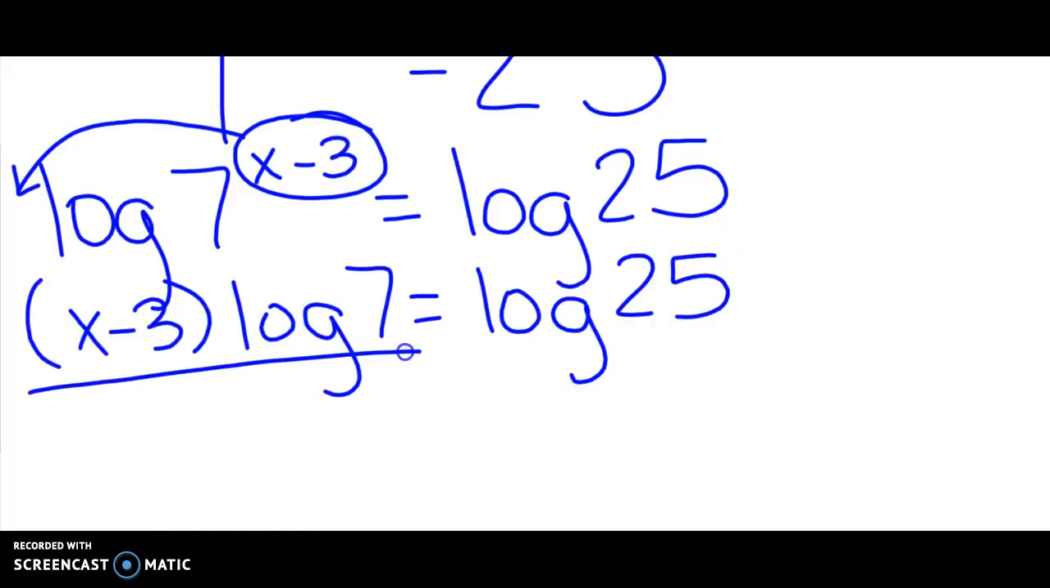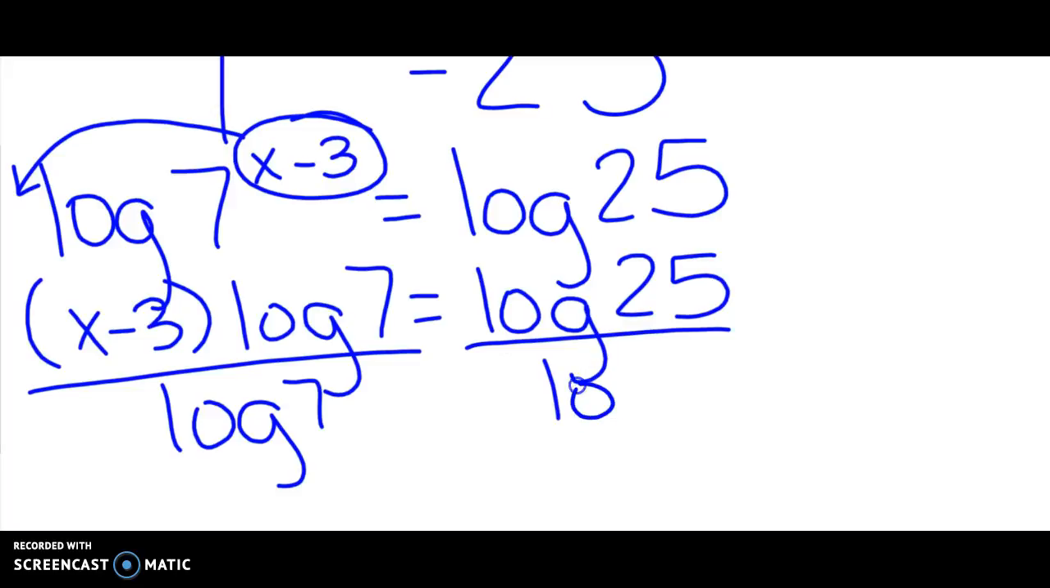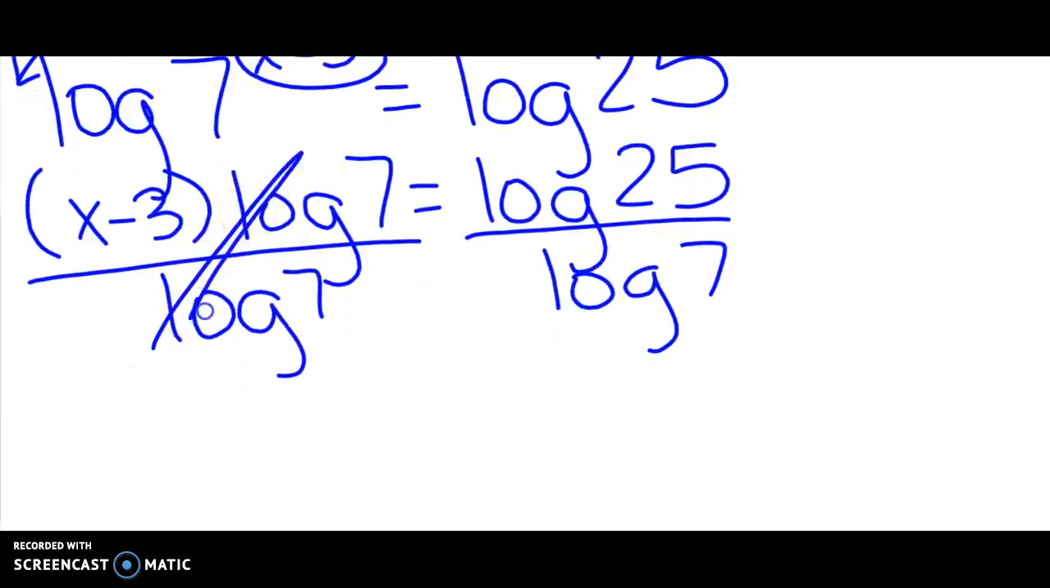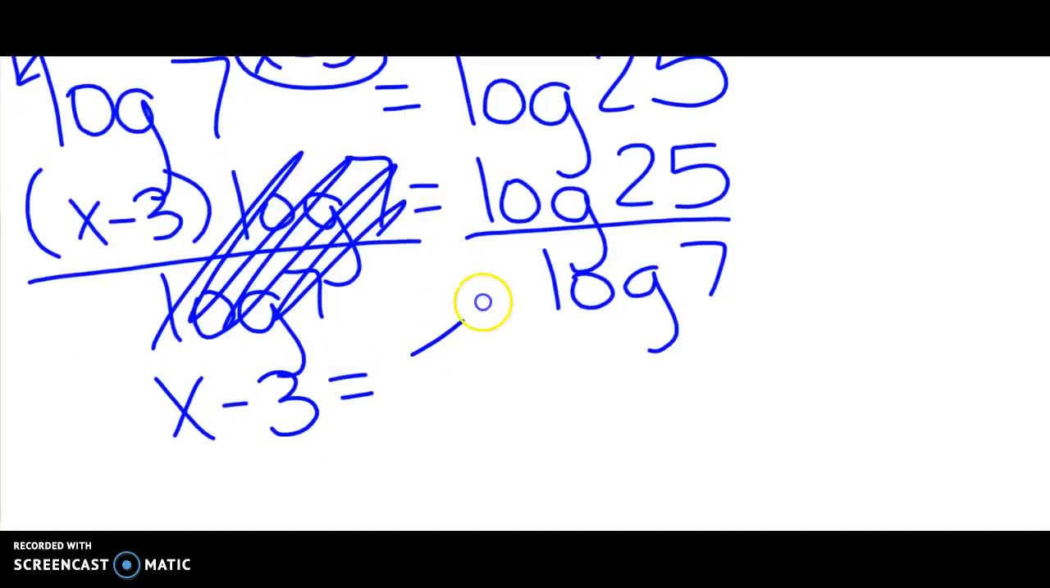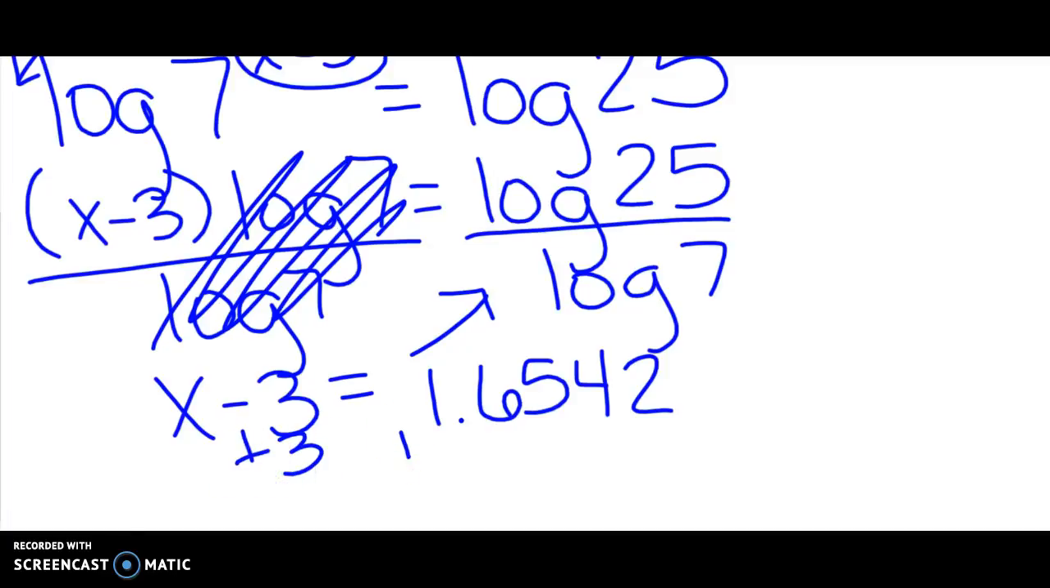We're going to divide both sides by the log of 7 to get that away from the x. These guys are going to cancel out, and we get x minus 3 is equal to whatever that is. I'm going to pause and calculate that. Okay, so I got 1.65417. I just rounded it to a 2 at the end. Now to solve for x, we just add 3. And so when we're all said and done, x is equal to 4.6542.